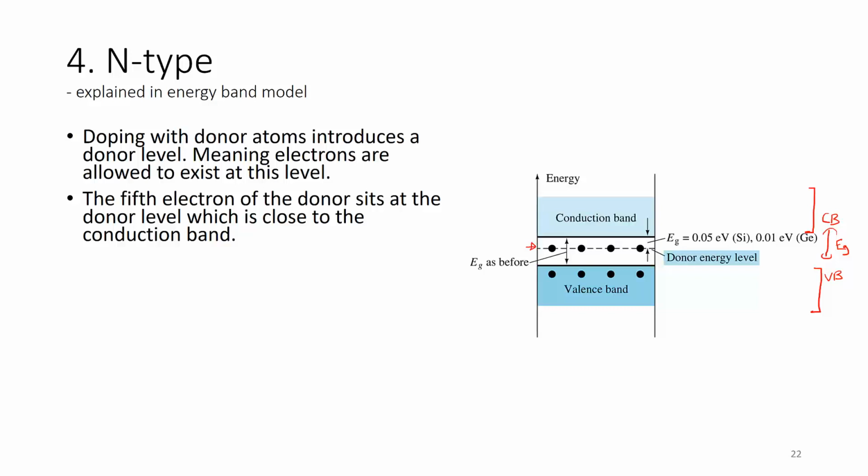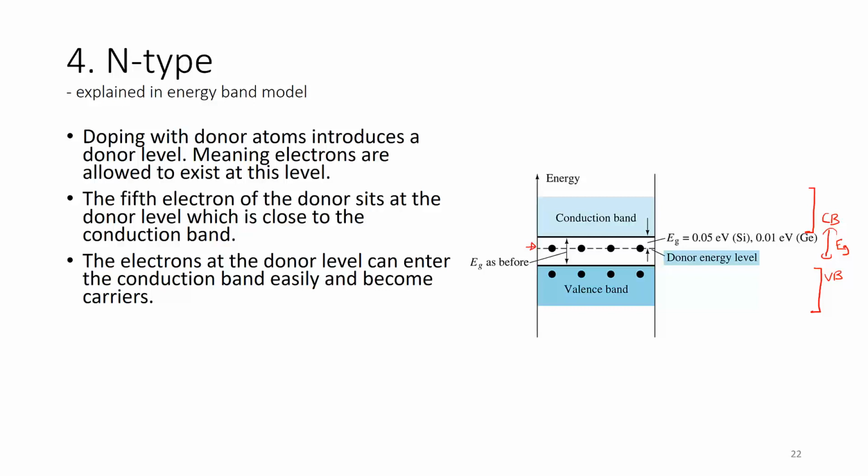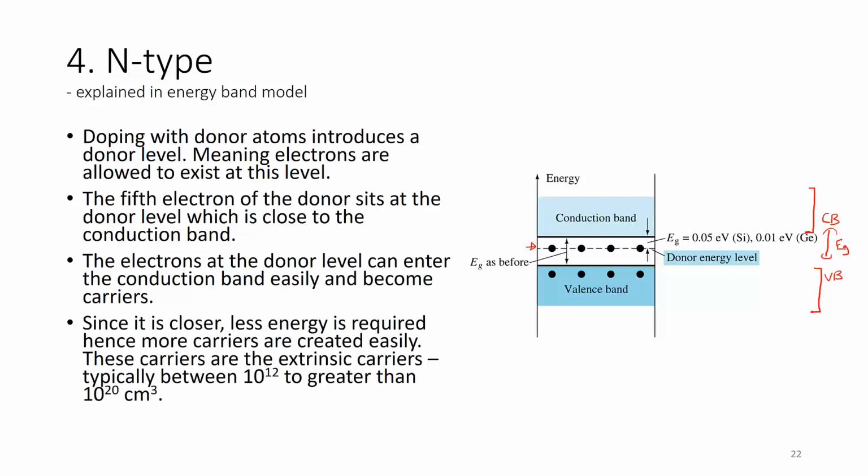It's actually in the energy gap, but it is an introduced allowed energy level, and this level is close to the conduction band. We know that donor atoms have 5 electrons, so this 5th electron sits at the donor level, which is close to the conduction band. Since it is close, the electrons at the donor level can enter the conduction band easily and become carriers, because the condition for an electron to become a carrier is that it must exist in the conduction band. Whether it comes from the valence band or from the donor level doesn't matter. As long as you have electrons in the conduction band, you have carriers. Since it is closer, less energy is required, hence more carriers are created easily. These carriers are the extrinsic carriers. They are typically between 10 to the power of 12 to greater than 10 to the power of 20 per cubic centimeter, compared to the intrinsic semiconductor carrier concentration, which is 10 to the power of 10.